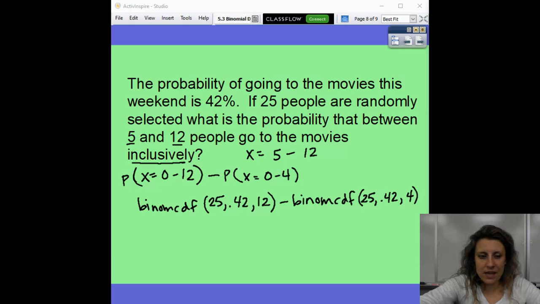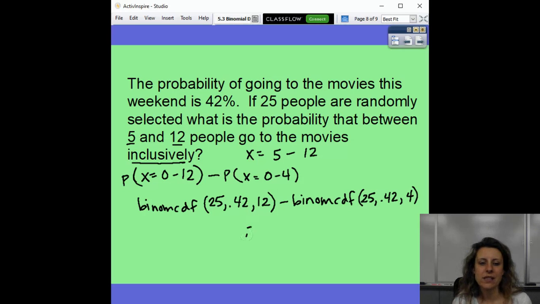Okay, so binomial CDF of 25, 0.42, 12, and then I'm going to subtract off a binomial CDF of 25, 0.42, 4, and paste. Okay, so the calculator is going to subtract those two probabilities, and my answer is 0.7865 if I round that to 4 decimal places.